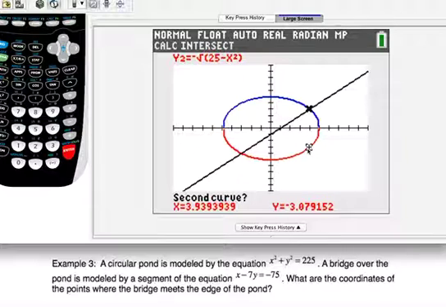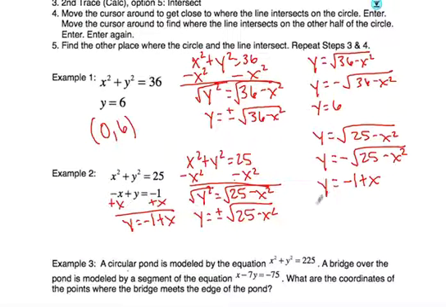So I want to make sure that when my second curve question comes up, that I'm blinking on the line that goes through the top part of the circle. So if you hit the down arrow, it should take you to that line. So then you hit enter there. Last one's always an enter. So your first intersection is at 4, 3. So you have two intersections. One is at 4, 3.